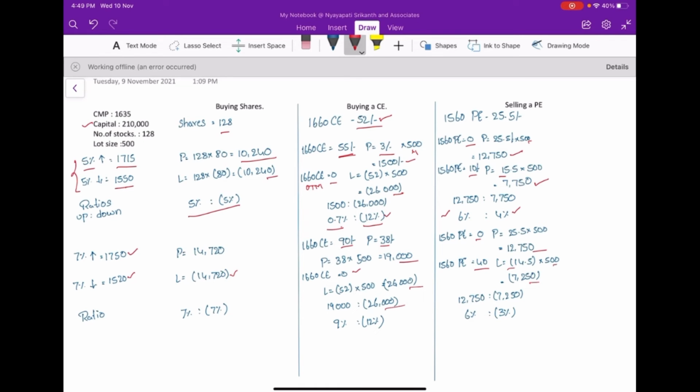Now if you see the ratios of buying a call option and selling a put option, to earn 9%, you are risking 12% of your capital. Whereas in selling a put option, even though your view is quite wrong, because a 7% move is not a small move. It is considered in a month, or I think we have around 2.5 weeks, or maybe around 3 weeks.